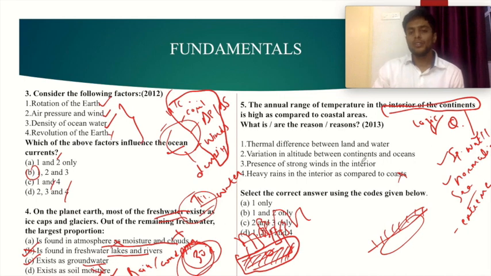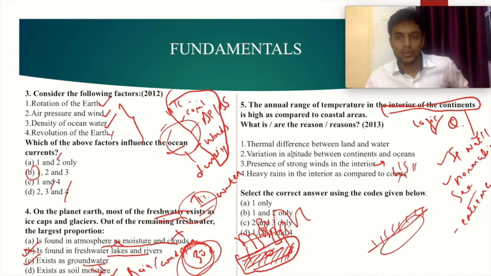Now, presence of strong winds in the interior, you cannot generalize that. For strong wind you need the gradient. Of course a gradient is there because there could be differences in temperature, but land breezes and sea breezes are there in the coastal areas, which could help you in having strong winds as well. So the third one is also gone. Variation in altitude between continent and ocean, this is not at all logical.